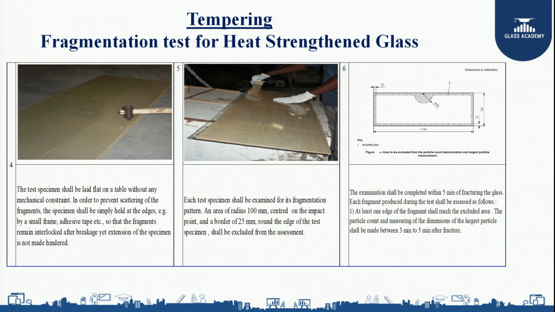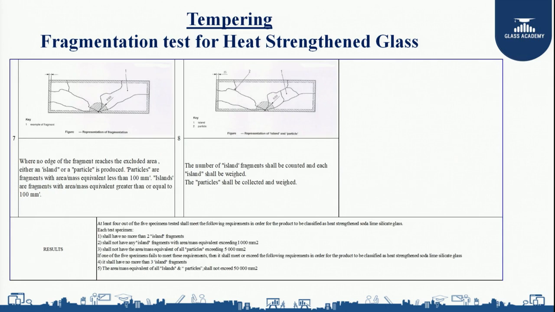At least one edge of the fragment shall reach the excluded area. The particle count and the measuring of the dimensions of the largest particle shall be made between 3 to 5 minutes after the breakage. If you see, when I impact a glass, this is how a heat strengthened glass is going to break. You can see here in the 7th figure, where no edge of the fragment reaches the excluded area, either an island or a particle is produced. After the breakage, if your fragment is not able to reach the excluded area, in that case you are going to get either an island or a particle.